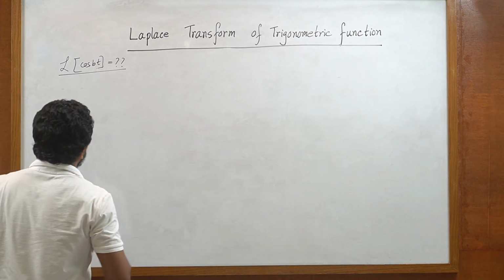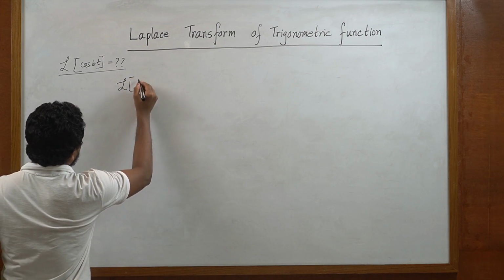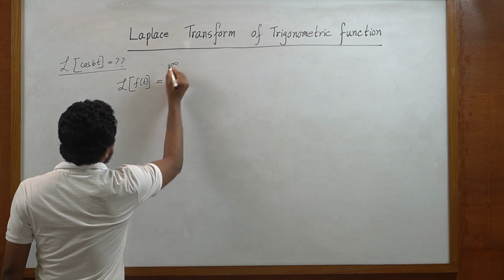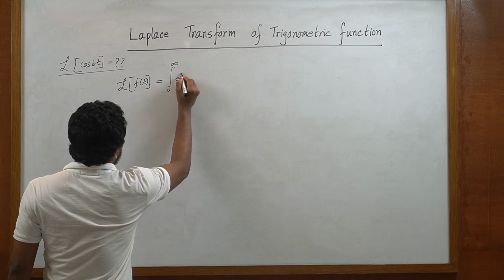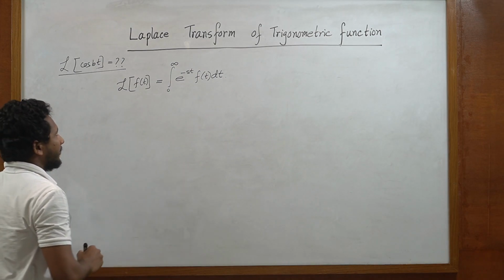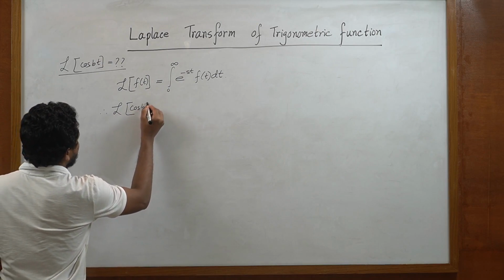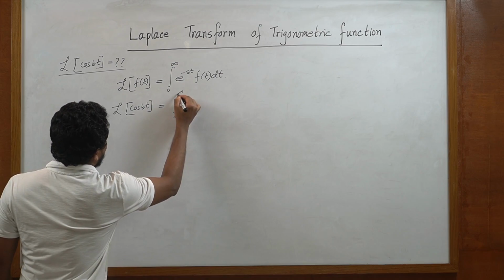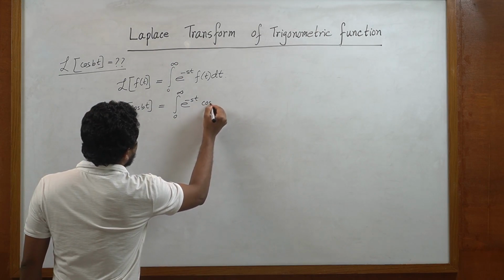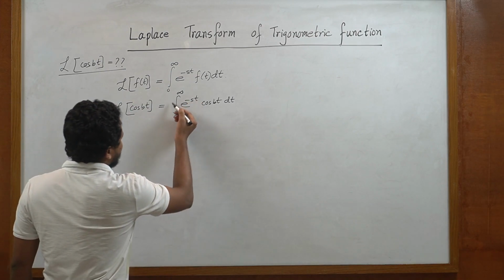Now we will start with the definition of the Laplace transform. The Laplace transform of a function equals the integral from 0 to infinity of e to the power minus st into f of t with respect to t. Now we can write the Laplace transform of cosine of bt as the integral from 0 to infinity of e to the power minus st cosine of bt with respect to t. Now we will find this integral.